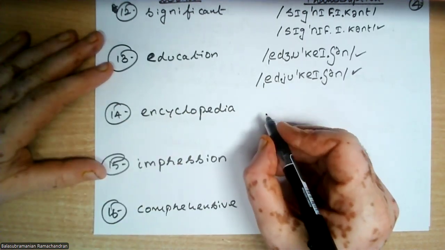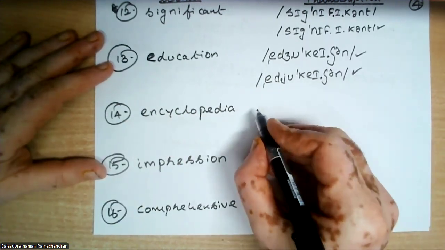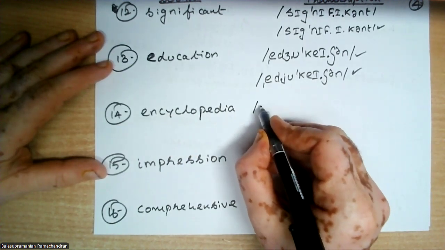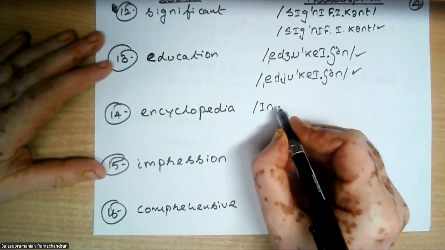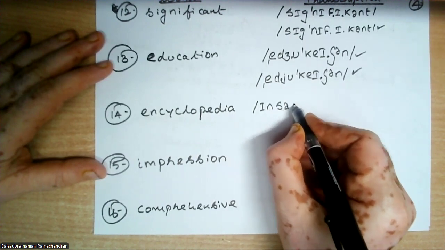ENCYCLOPEDIA. It is encyclopedia. So slanted line, encyclopedia.